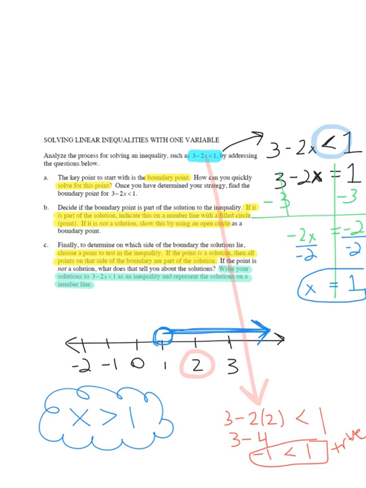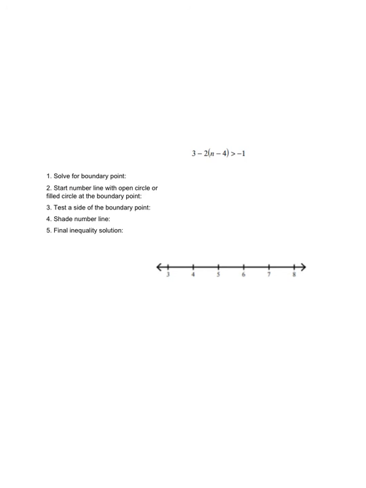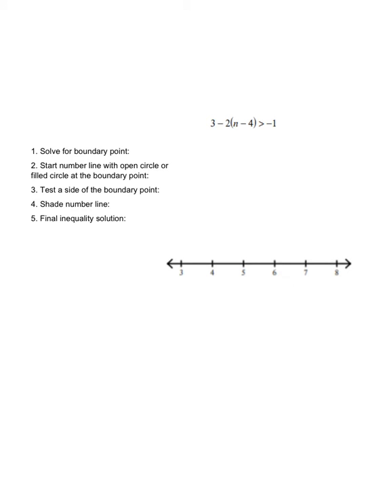I'll do one more example. First step is to just solve for the boundary point. That means treating your equation just like it would be a normal equation with an equal to. 3 minus 2, parentheses, n minus 4 is equal to negative 1. From here, anytime we see those parentheses, that means that this negative 2 needs to multiply by the 2 parts inside the parentheses. So we'll end up with negative 2n, and negative 2 times negative 4 is positive 8. And then we'll rewrite the 3, and the equals negative 1.